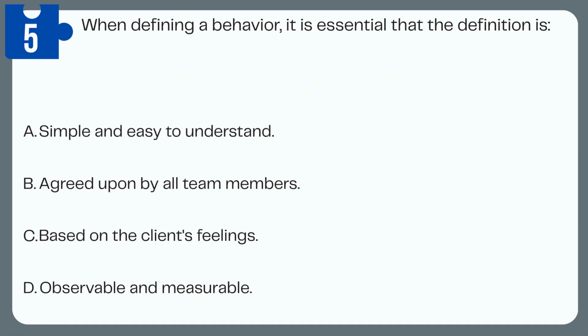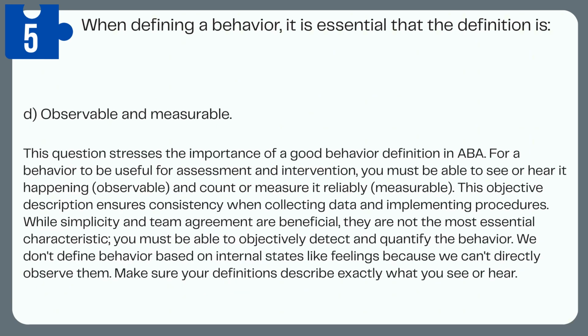Question 5. When defining a behavior, it is essential that the definition is A. Simple and easy to understand. B. Agreed upon by all team members. C. Based on the client's feelings. D. Observable and measurable. Answer D. Observable and measurable. This question stresses the importance of a good behavior definition in ABA.